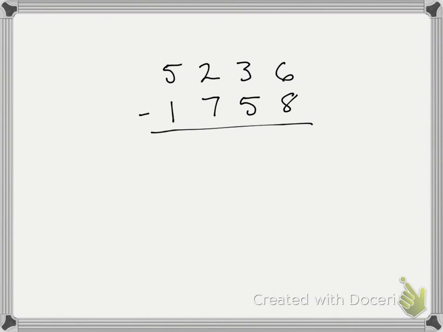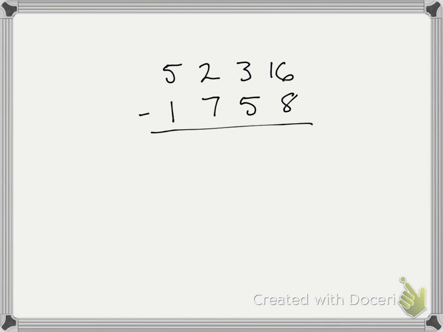So what we're going to do instead is give both numbers 10. In the case of the top number, we're going to give that number 10 ones to make the 6 a 16. And in the bottom number, we're going to give that number 110. So we don't change the difference between the two numbers.